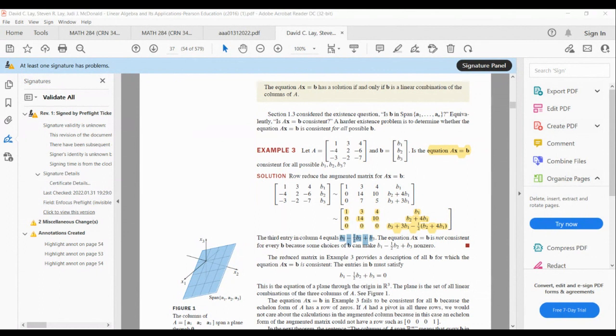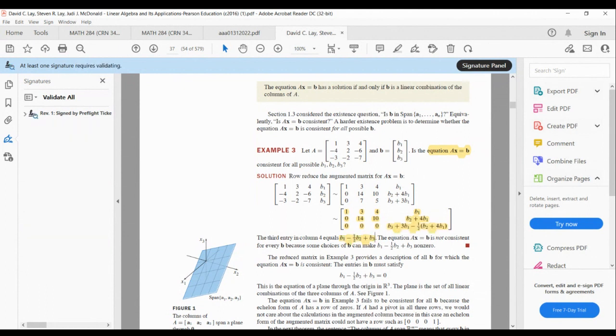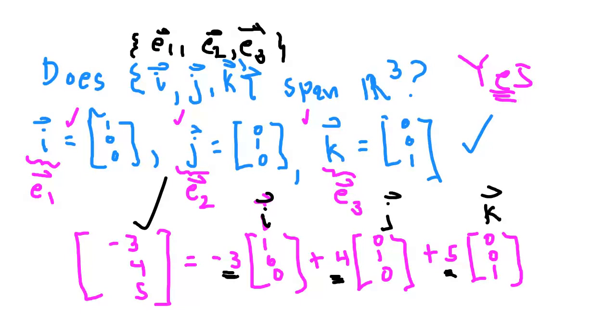So you see, B1 minus 1/2 B2 plus B3, in order for the system to be consistent, well, actually, hold on. Let me go to the whiteboard here. Okay, so example 3. We're looking at the last row.